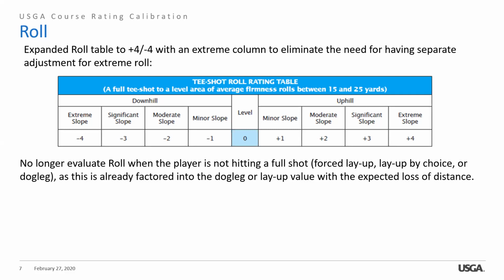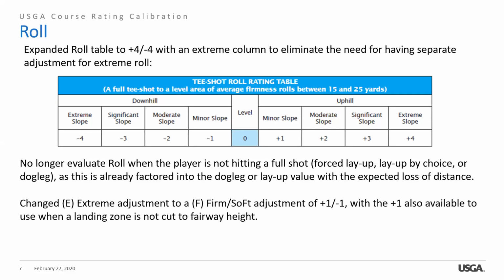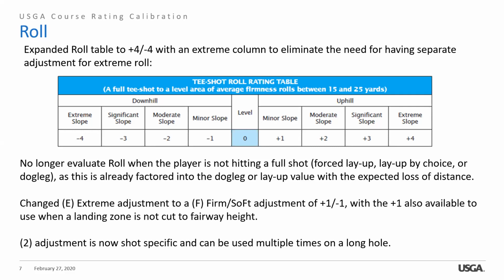Right, that's an important point. And this 2 adjustment that Mark just referenced is now shot specific. Before we could do multiple shots on a hole and apply that chart, but now we're just applying the chart to the tee shot. But if we do have other shots that are going to include roll, then we're going to be allowed to make that 2 adjustment for those subsequent shots.